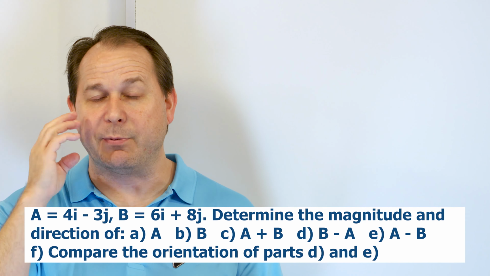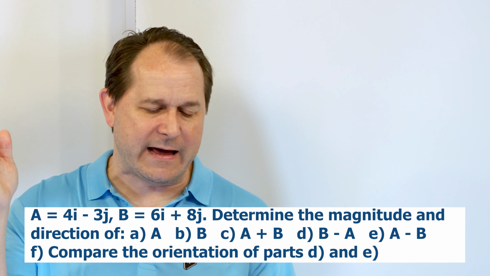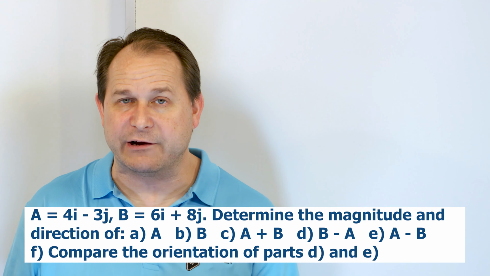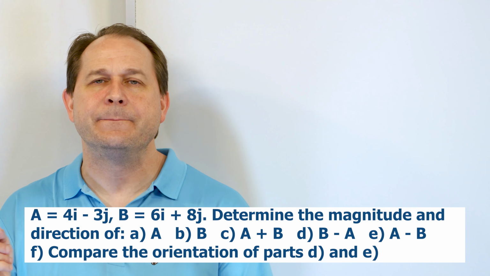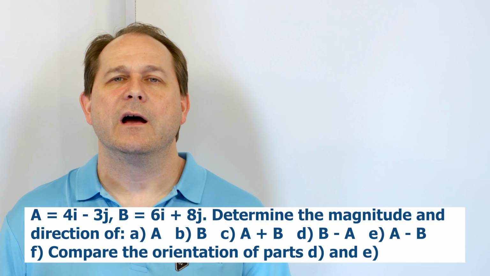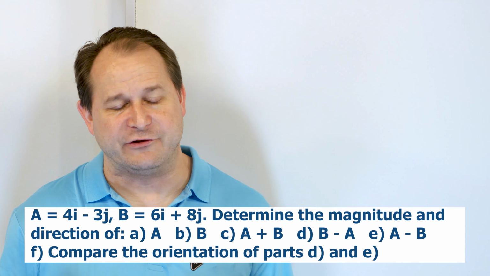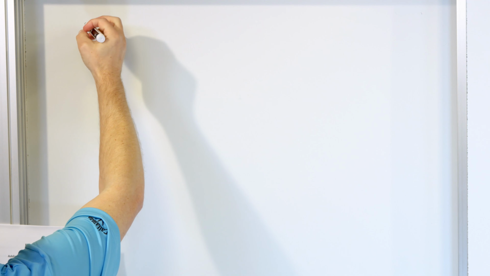And finally, in the last part, part E, we'll take A minus B and find that direction. So we'll subtract the vectors both ways, find their magnitude and direction. Finally, compare the orientation of part D and part E when we do the subtractions. Now, believe me, I know this is confusing. So what we're going to do is first start by writing everything down.